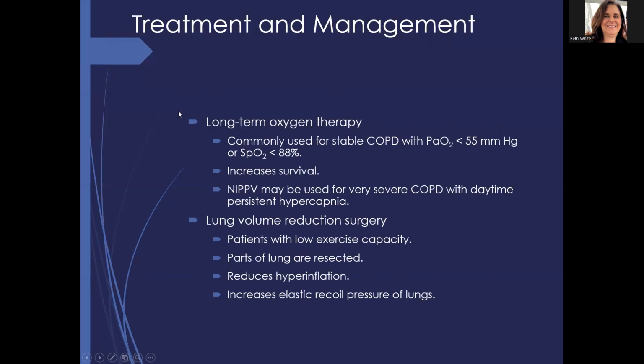Long-term oxygen therapy. Commonly used for stable patients with COPD, PaO2 less than 55 or SpO2 less than 88. Most of our patients, physicians want to keep them at 88 to 92. It's a very comfortable range for our COPD patients. This will increase their survival rate.